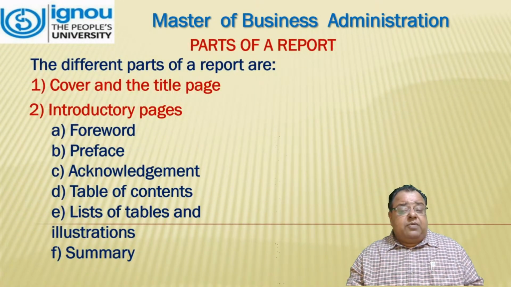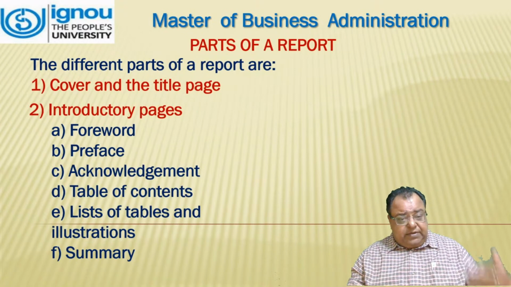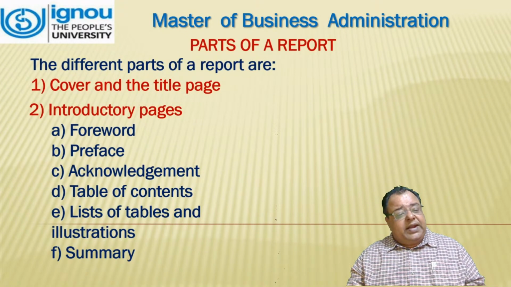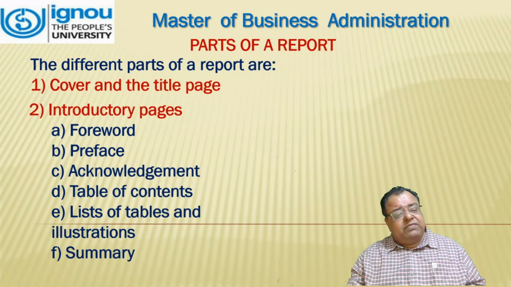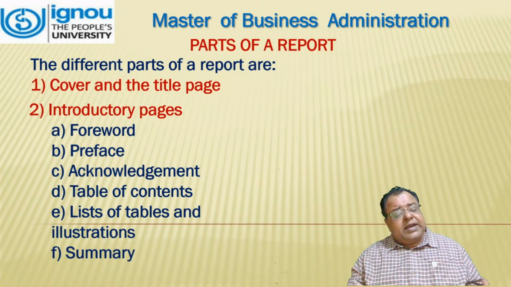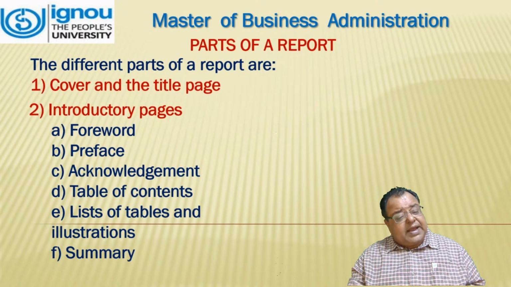What are the parts of the report? Different parts of the report are the cover page and the title page, the front page. Next, the second one is introductory pages, which includes foreword, preface, acknowledgements, table of contents, list of tables and illustrations, summary.